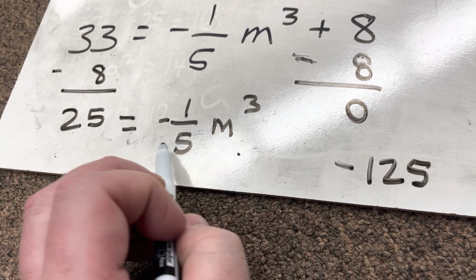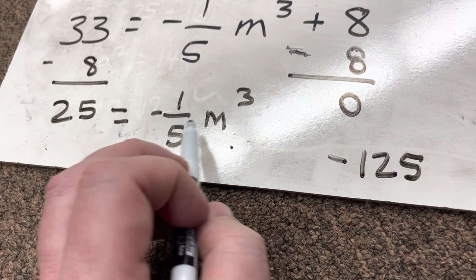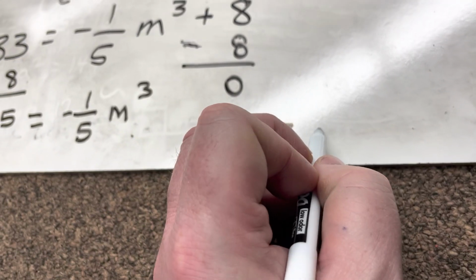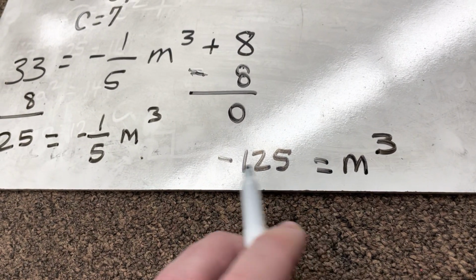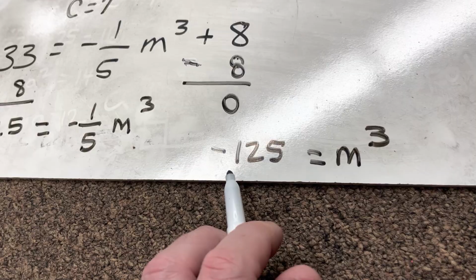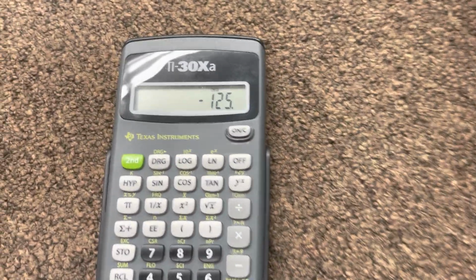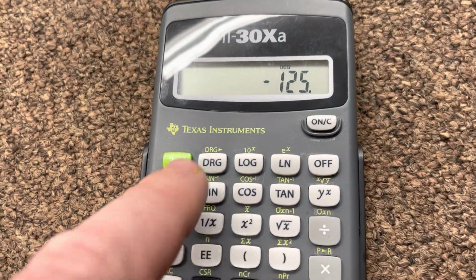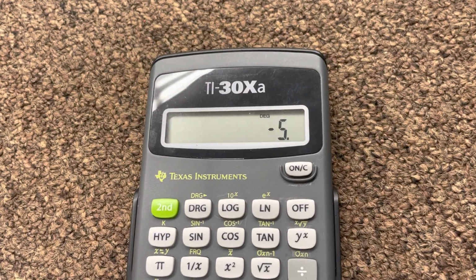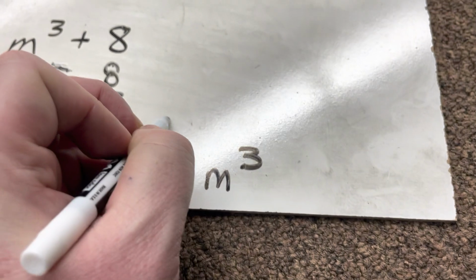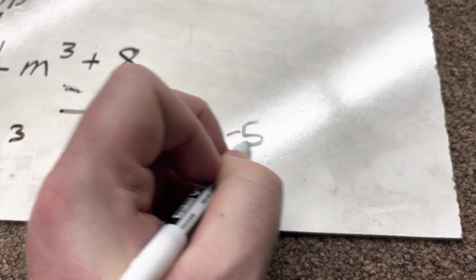And when I take this side and divide it by negative 1 over 5, it just leaves me with m to the power of 3. Which means now I just need to find the cube root of negative 125. That's already in my calculator. So I'm going to press second function, cube root, equals negative 5. m equals negative 5. Final answer.